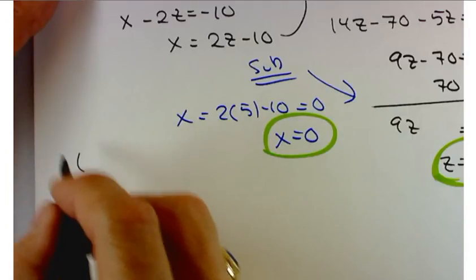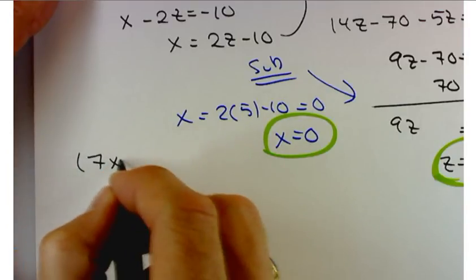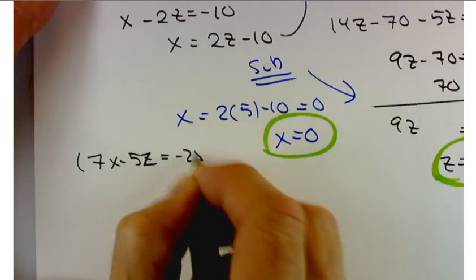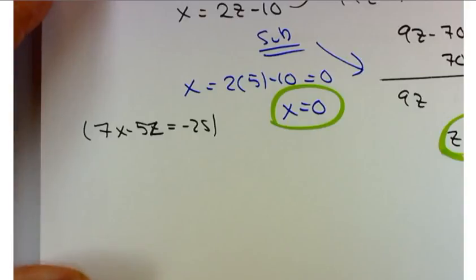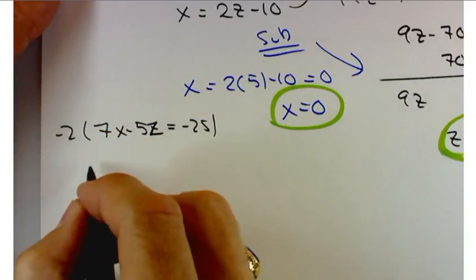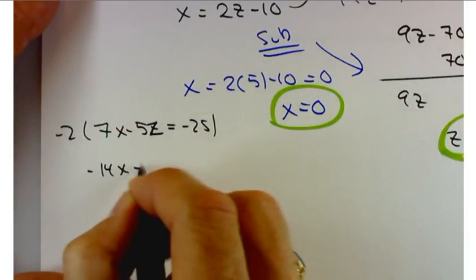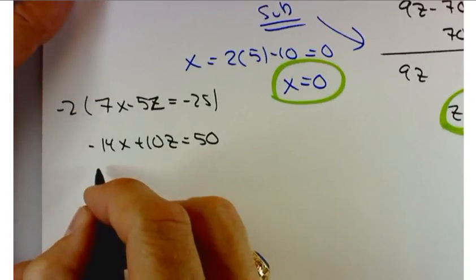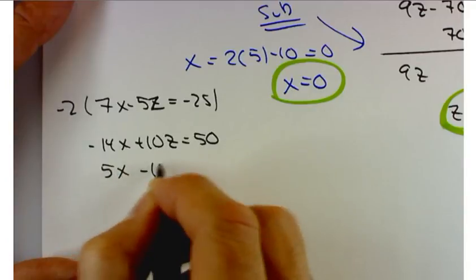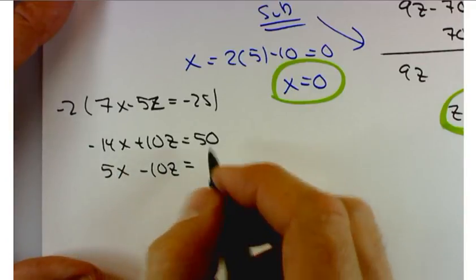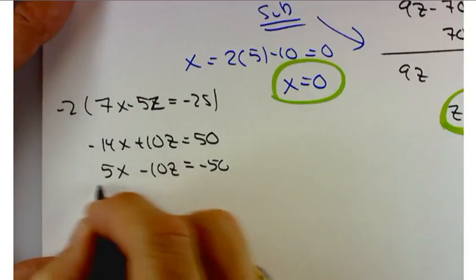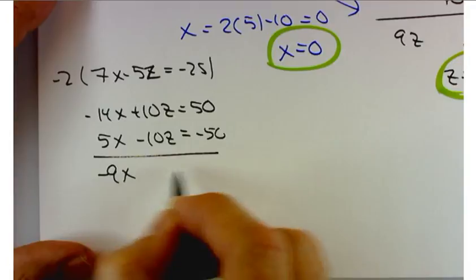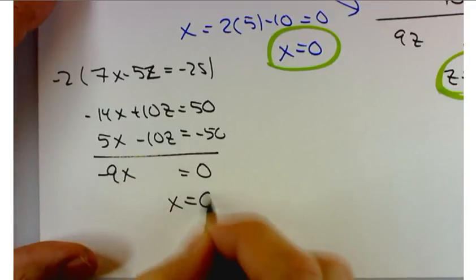You can multiply the top equation, 7x minus 5z equals negative 25, by negative 2 to get negative 14x plus 10z equals 50, added to 5x minus 10z equals negative 50. Negative 9x equals 0, x equals 0. Okay.